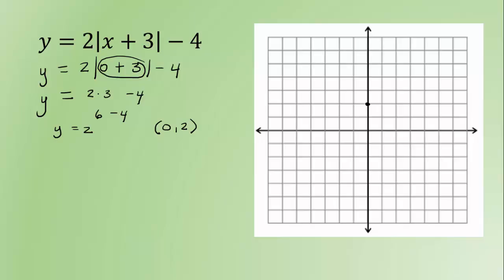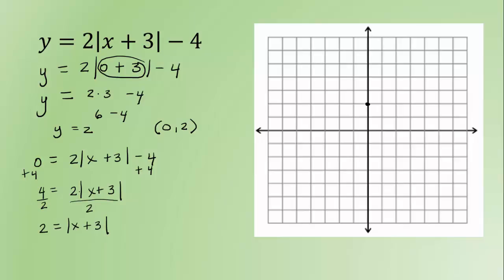Now let's find the x-intercepts. Let y be 0, and we're going to solve for x. Since there's absolute values, let's get the absolute value expression isolated. So I'm going to add 4 to both sides. And now I still have times 2, so let's divide both sides by 2.